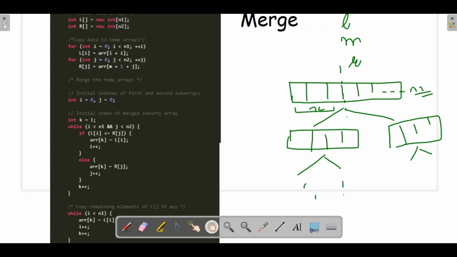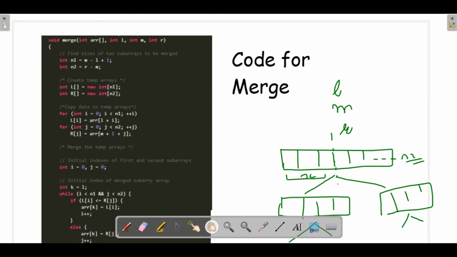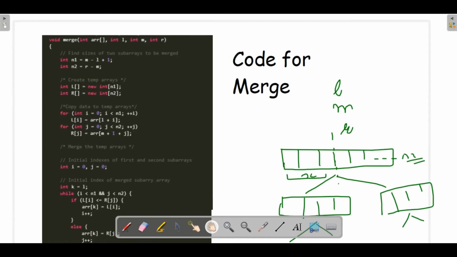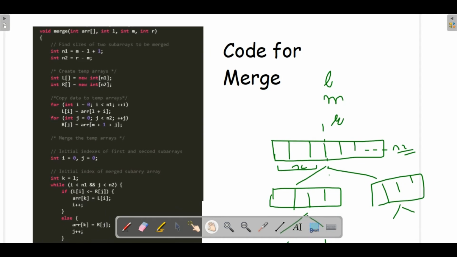So we have to calculate our two subarray sizes. We calculated using n1 is equal to mid minus left plus 1, and n2 is right minus mid. That's simple logic for that. After that, create two arrays. Name this as left, name this as right.